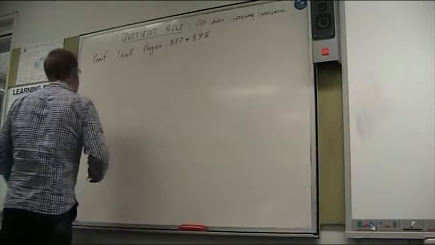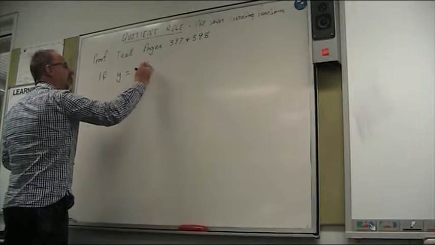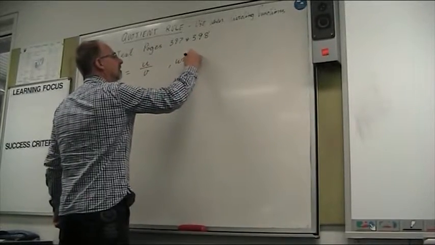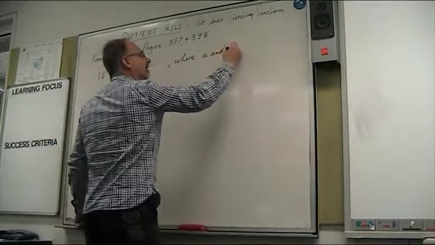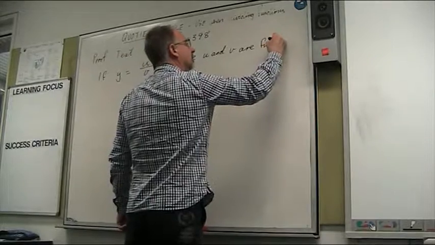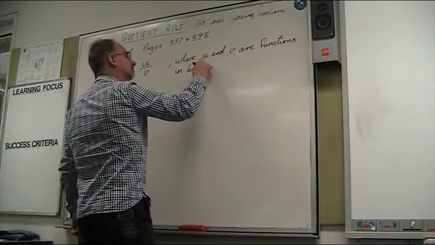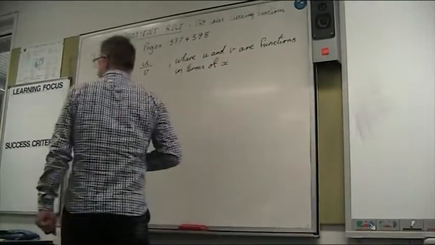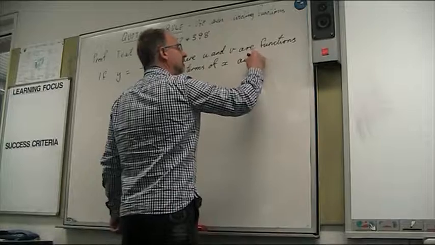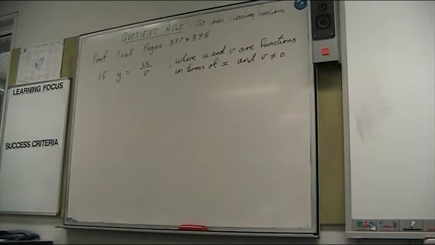Essentially, it is this. So if you have y, which is two functions u and v, you divide it by v, where u and v are functions in terms of x. The other thing is that v can't be equal to 0. It needs to be divided by 0 and you have undefined.